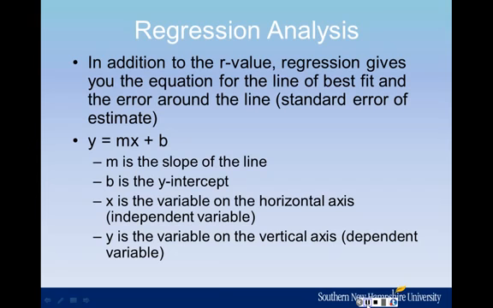X is the variable on the horizontal axis, also called the independent variable, and the y is the variable on the vertical axis, also called the dependent variable. One way to remember this is that the y variable depends on the values of x. So when x's get plugged into the equation, you plug through the math and you get a y, and that y depends on what the x's were that you put in.